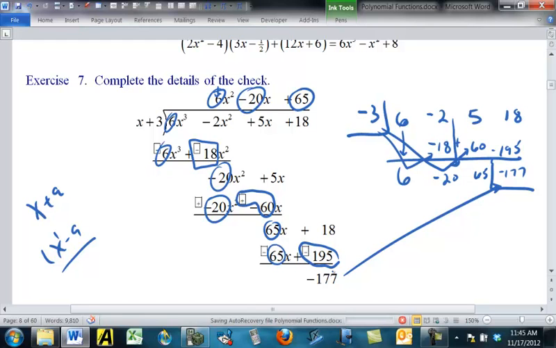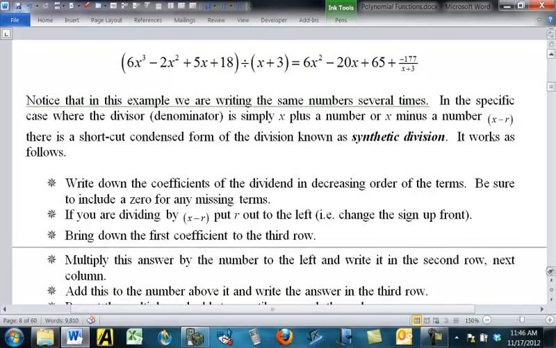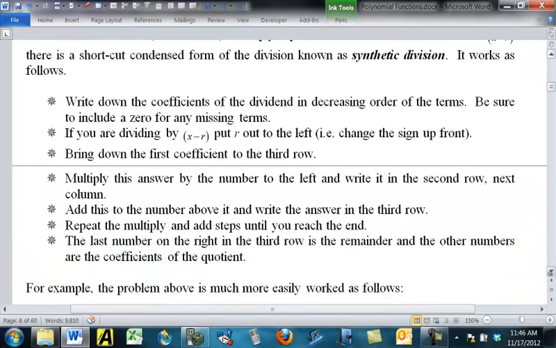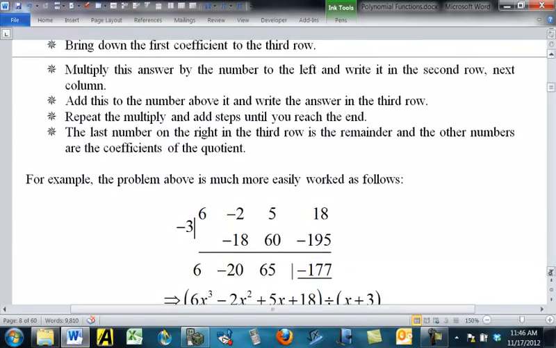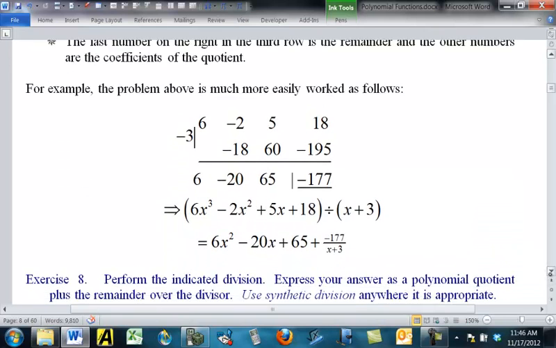Now, this is a nice little way of condensing this. It saves a lot of writing, and it's actually a little bit easier to do once you understand what's going on. But it only works when this is x plus a number or x minus a number that we're dividing by. And so here are the steps that it goes through. I'll let you read those. But here's the same example worked out.